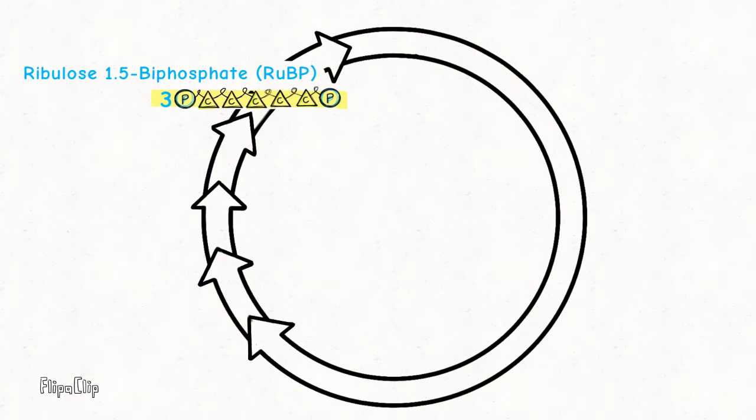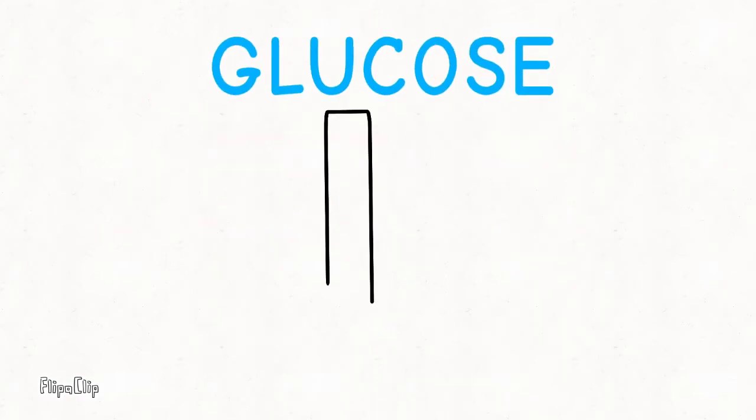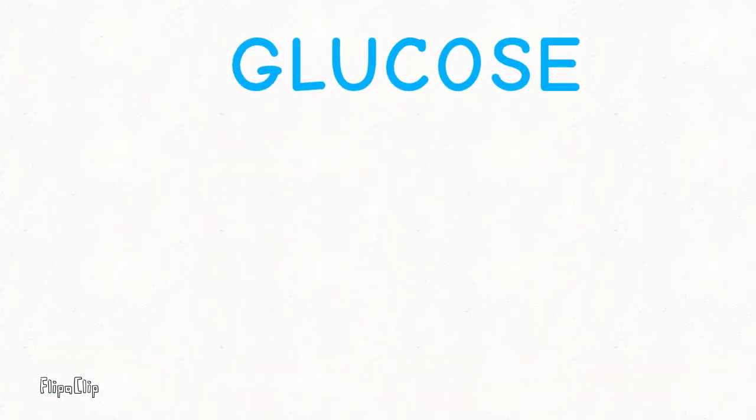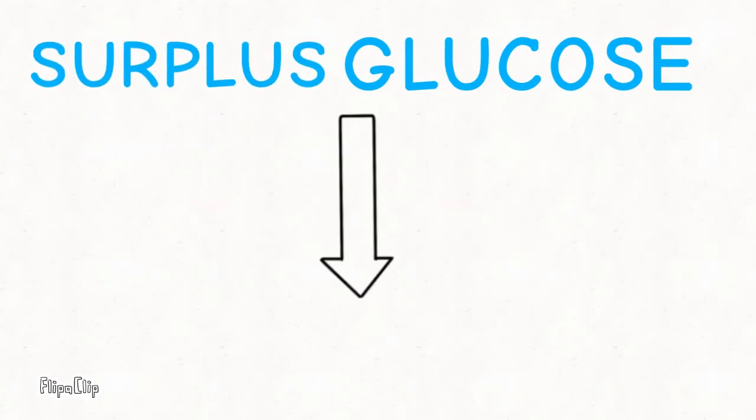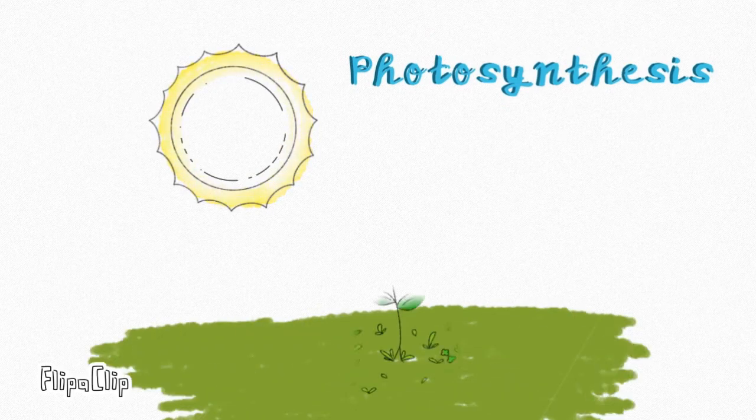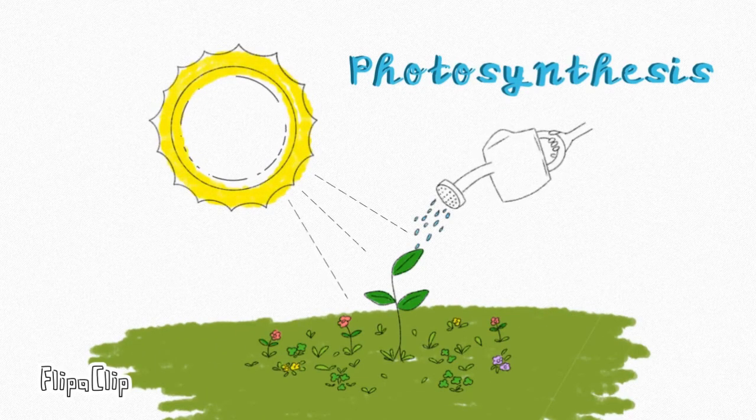After the glucose is synthesized, this will be used as an input of cellular respiration, and the surplus glucose will be converted into starch for future uses. And that, ladies and gentlemen, is how photosynthesis works.